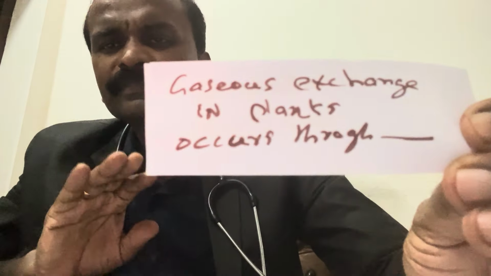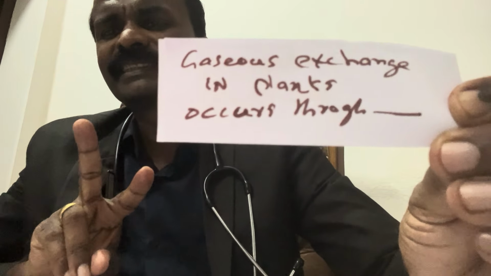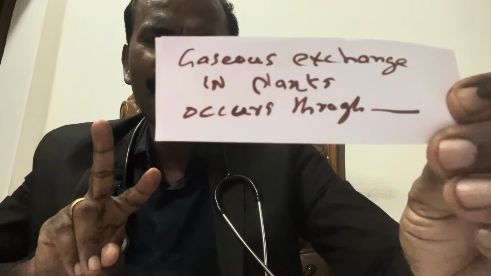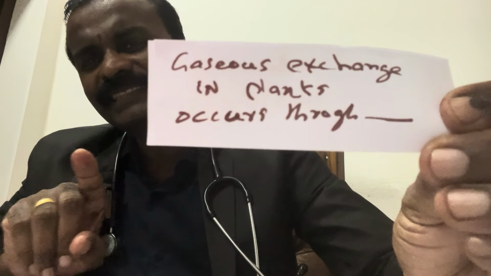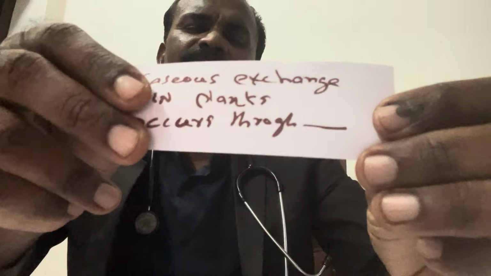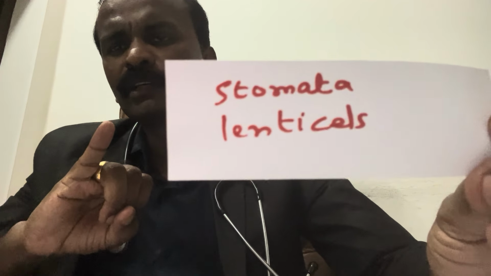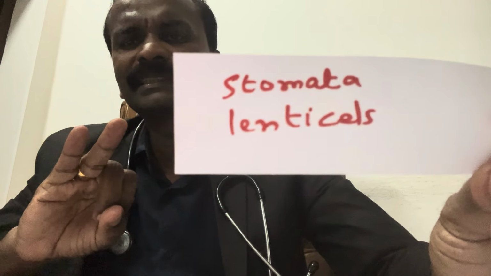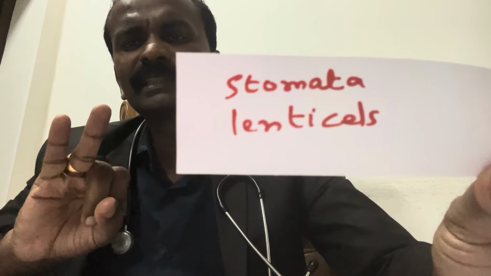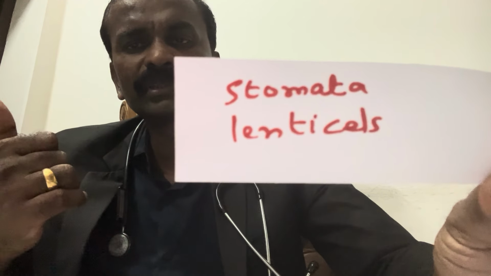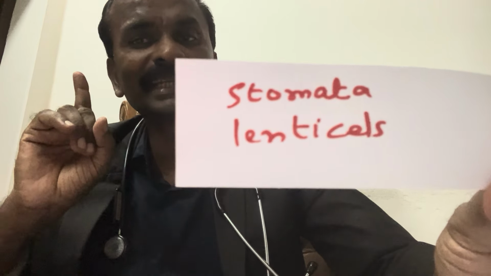Okay. Now, this gaseous exchange in plants occurs through 2 important sites. Do you know the sites? 2 important sites where gaseous exchange in plants occurs. Very important. I am going to release the answer. Tomato, you might think. The answer is lenticels also. Tomato, you know the point. Lenticels also, keep it in mind. Don't forget the question. It is gaseous exchange.